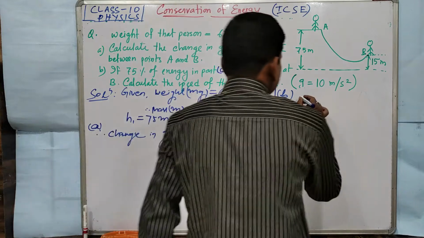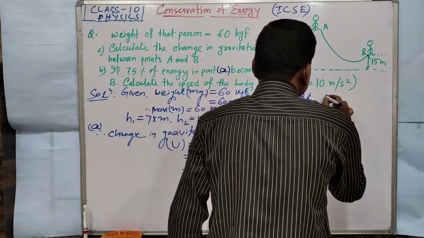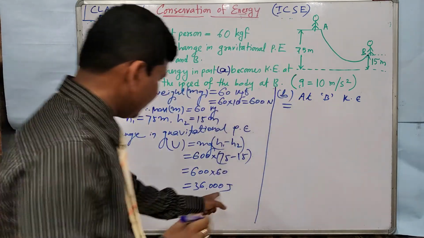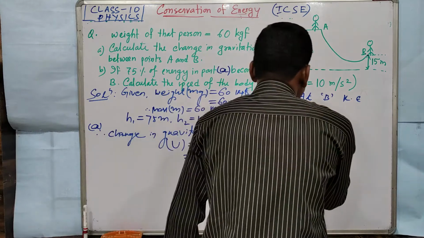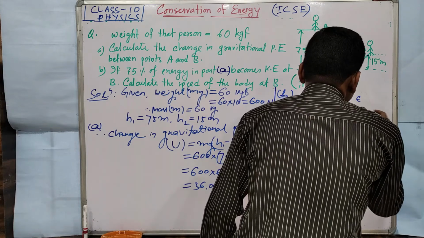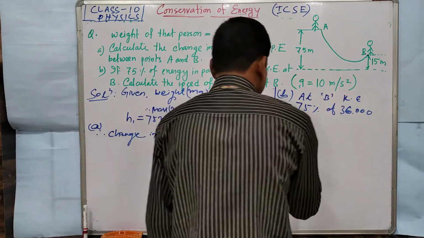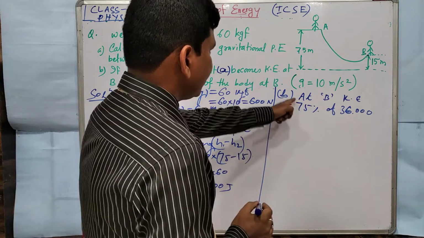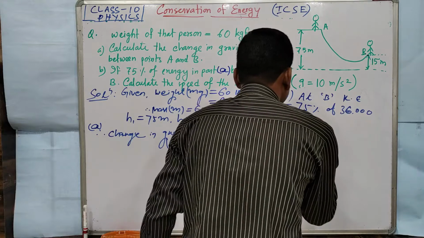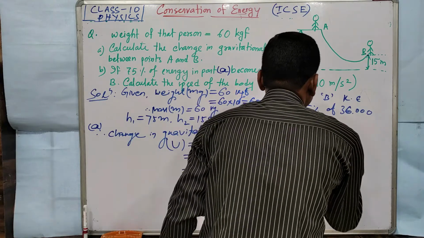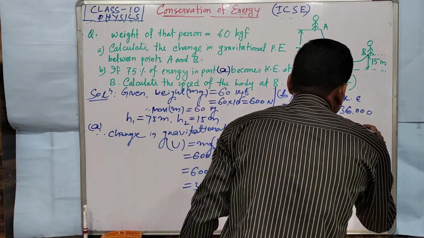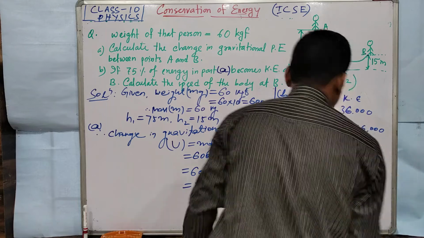So now see, therefore at point B, kinetic energy is equals to how much? 75% of 36,000 according to the question. This is according to the question which is given. Therefore, now what is the kinetic energy at point B? The expression of kinetic energy, that is your half mv square. Therefore, half mv square is equals to 75 upon 100 into 36,000, isn't it?